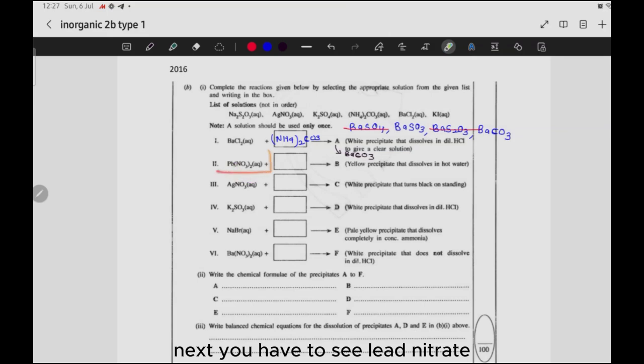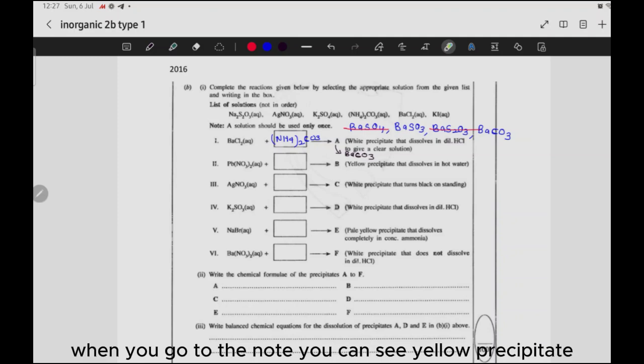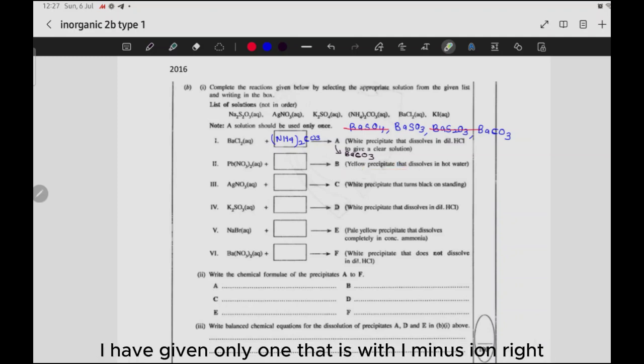Next you have to see lead nitrate. Lead nitrate contains Pb2+, right? That's obvious. So now go to the Pb2+ note, and try to read the observation, right? You can see a yellow precipitate that dissolves in hot water. So when Pb2+ is added to something, only one yellow precipitate is formed. When you go to the note, you can see I have given only one yellow precipitate, that is with I- ion, right?